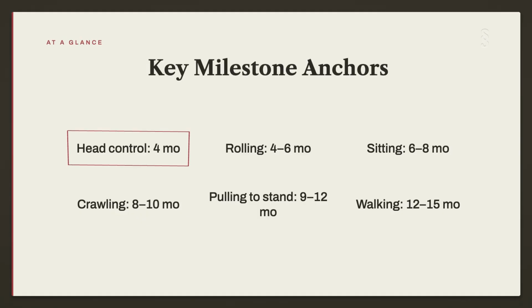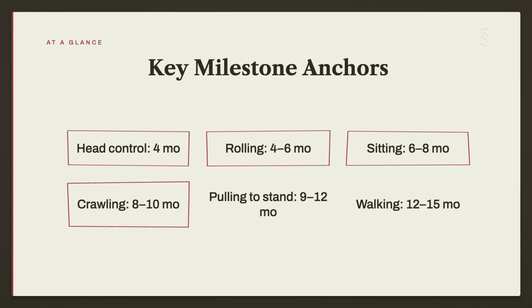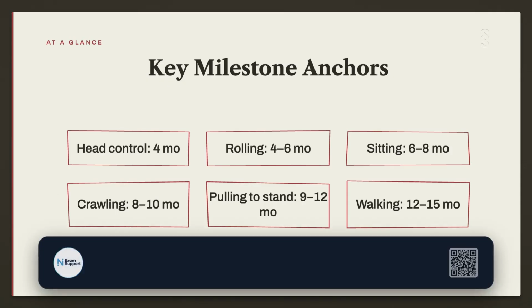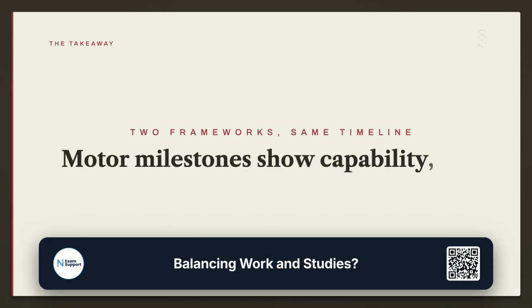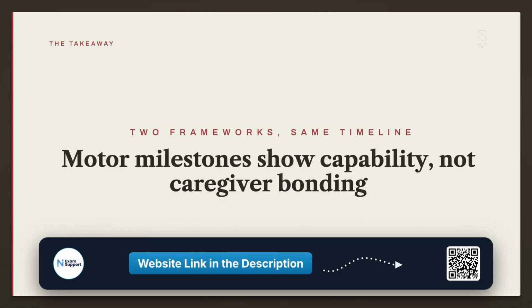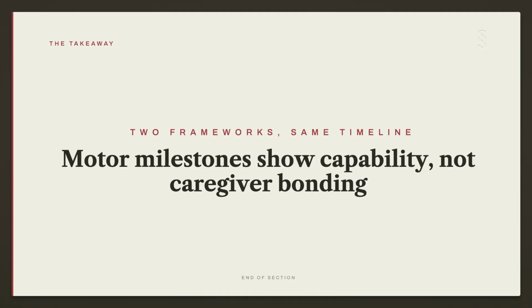Exam questions test whether findings are expected, delayed, or advanced for age, so it helps to hold a few fixed anchors in mind. Head control by 4 months, rolling by 4 to 6, sitting by 6 to 8, crawling by 8 to 10, pulling to stand by 9 to 12, and walking by 12 to 15 months. Don't confuse this with Erikson's trust versus mistrust, which runs alongside but concerns emotional expectations, not physical skill. If a stem describes what an infant can physically do, it's testing motor development.